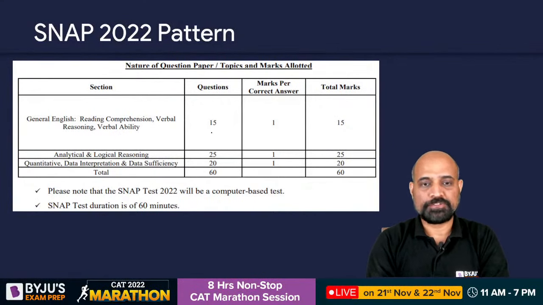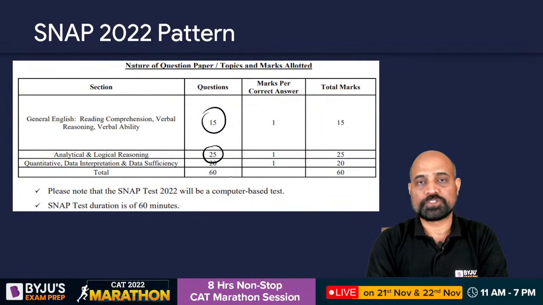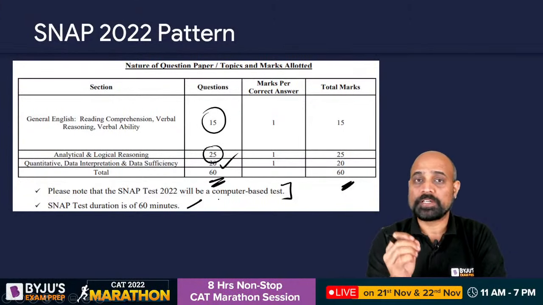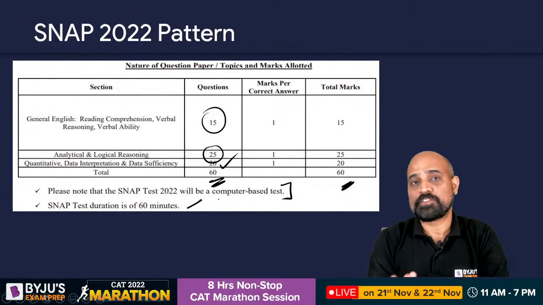You will be having 15 questions in your general English. You will be having 25 questions in your analytical and logical reasoning, and 20 questions in your QA, DI, and DS. A total of 60 questions, a total of 60 marks, and it will be a computer-based test, and it will be a very, very quick exam, right? The moment you start, you will not even realize that half of the time is over. So you have to be very quick.